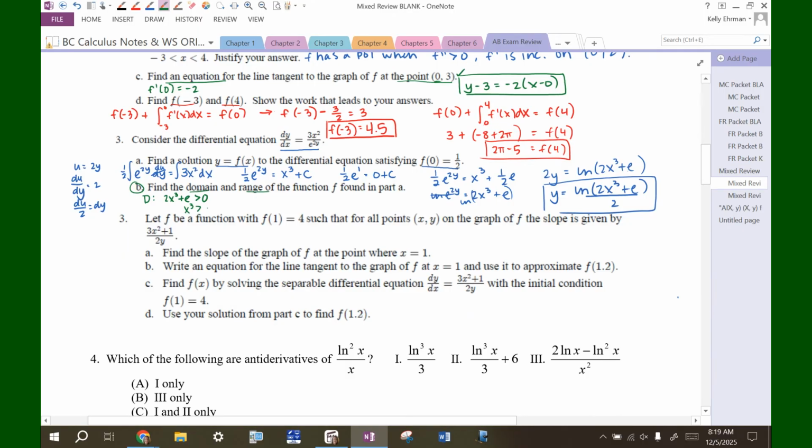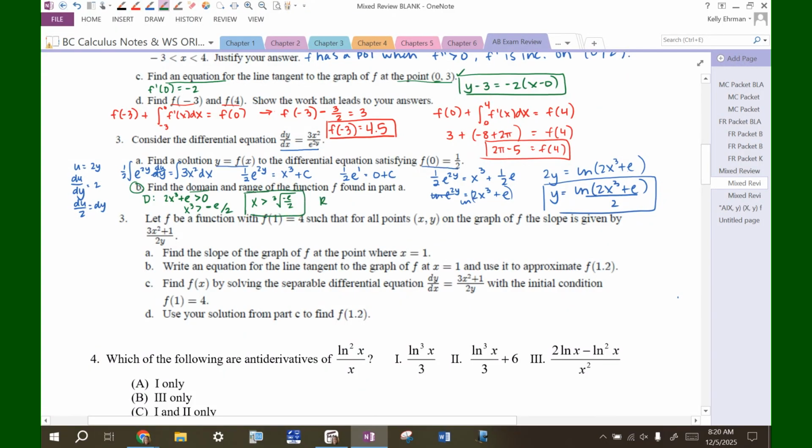X cubed is greater than negative e over 2. And so x would be greater than the cube root of negative e over 2. Excuse me. And I'm trying to decide if I need a number line for that. No, because there's only the one zero. So yeah, it is just going to be anything greater than that. If I had multiple zeros here, if this factored and I had multiple zeros, then I would need a number line to see where it's coming out positive and negative. But anyway, that's the domain.